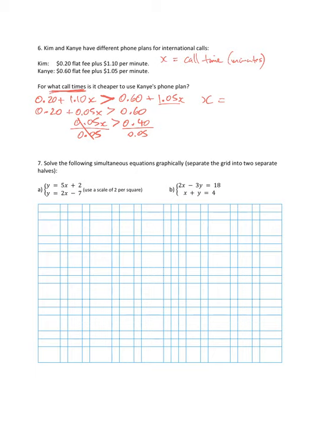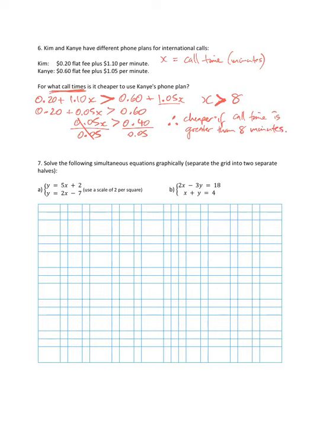x is going to be greater than 0.4 divided by 0.05. Therefore, cheaper if call time is greater than 8 minutes.